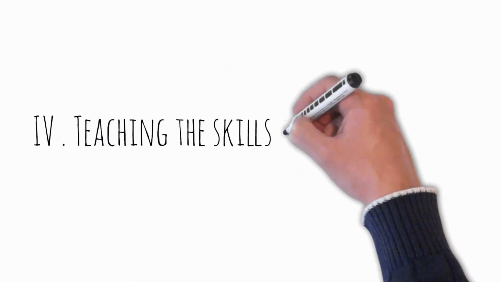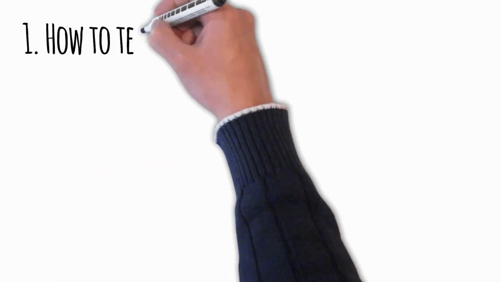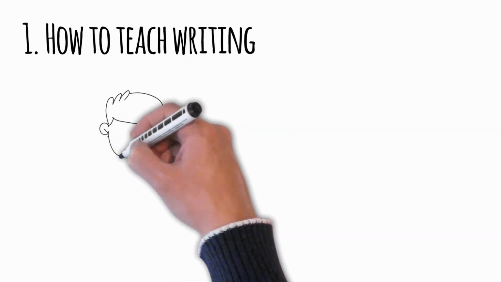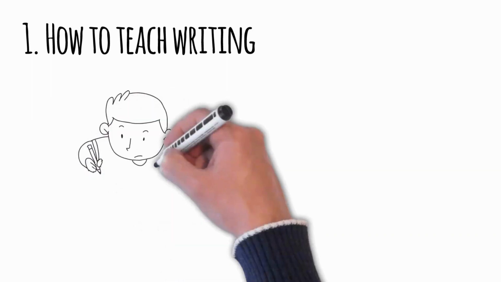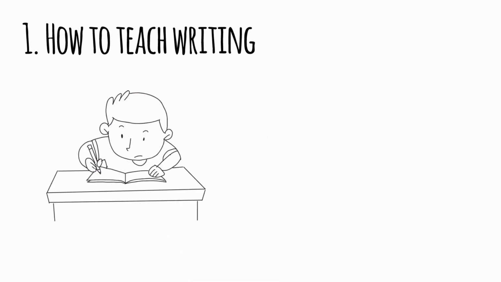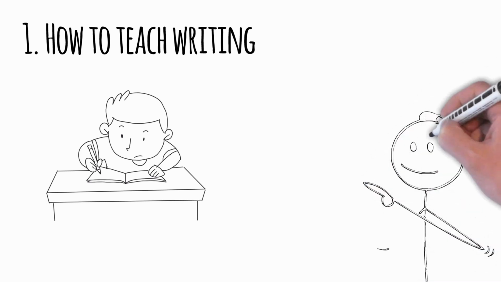Let's move to number 4, teaching the skills to young learners. First of all, how do we teach writing? In each lesson, you need to encourage your young learners to do some writing. This is a good thing to do at the end of the class when you need to settle the children down after games and activities that may have included lots of running around. Start doing this from your very first class.